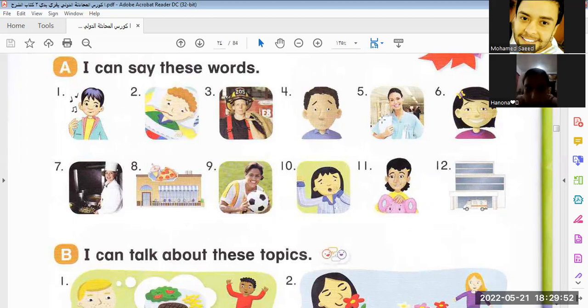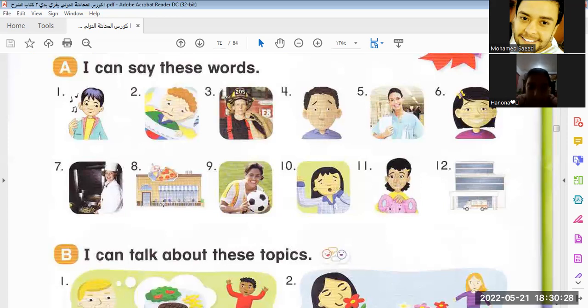She is a nurse. Nurse: noun or pronoun or preposition? Noun. Number six? Happy. She is happy. Adjective. Number seven. She is a cook. Where is she? She is at the restaurant. Amazing. Number eight. Restaurant.